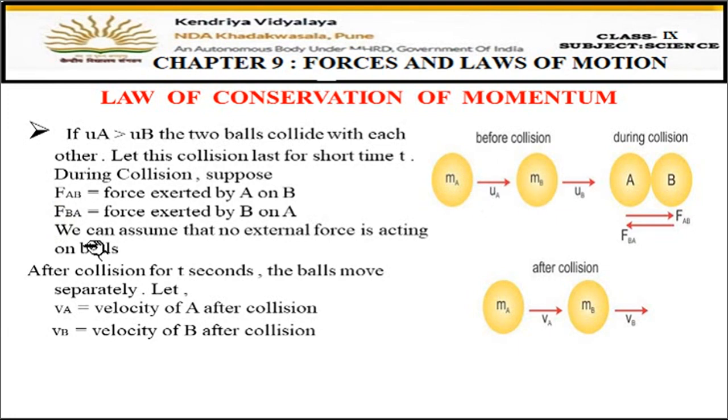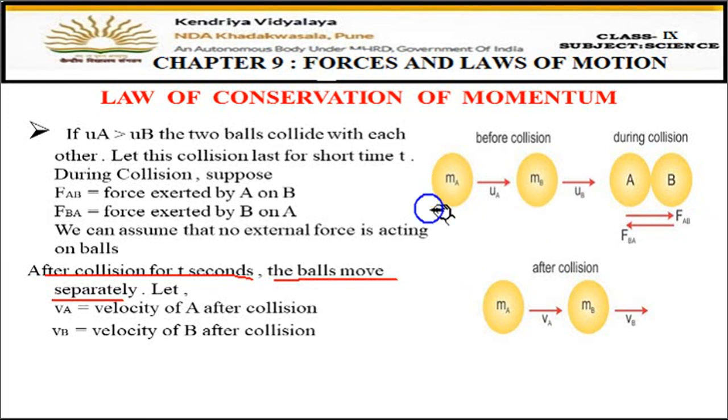Now we can assume that no external force is acting on the balls. So at this time no external force is acting, only both the balls are applying forces on each other during the collision period. We have discussed that the collision lasts for time t. So after collision, what happened? The balls move separately. Once they strike for t time, they move apart from each other.